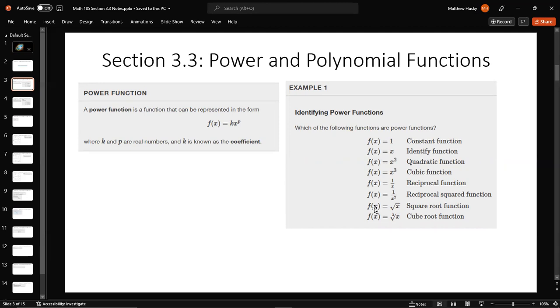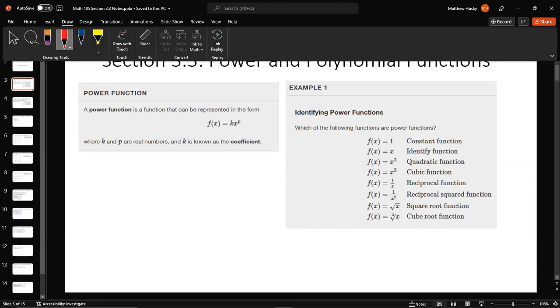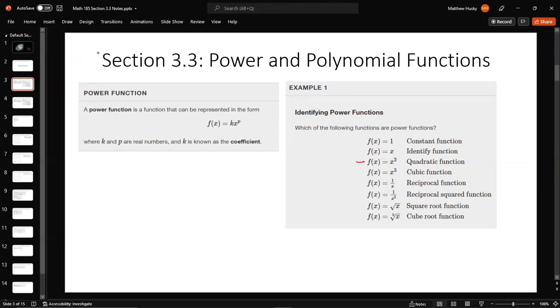And so in this first example here, they give us a whole list of functions. There's a whole bunch of different functions here, and they want us to tell them which are power functions. Now, some of these are pretty straightforward. Like f of x equals x squared, that is a power function. And f of x equals x to the third, that's also going to be a power function. Those are pretty straightforward because they're x's and they have powers, so they are power functions.